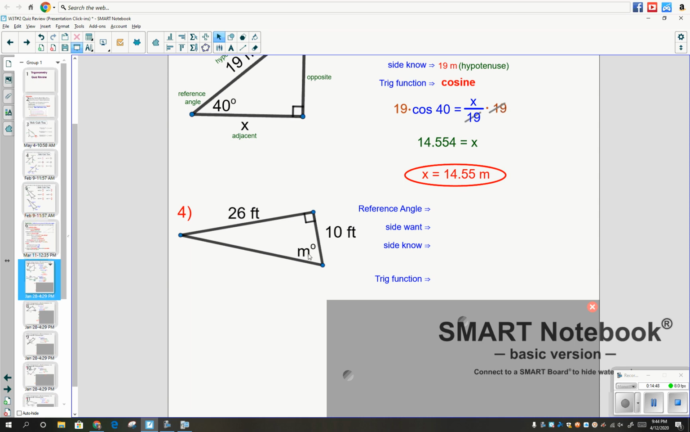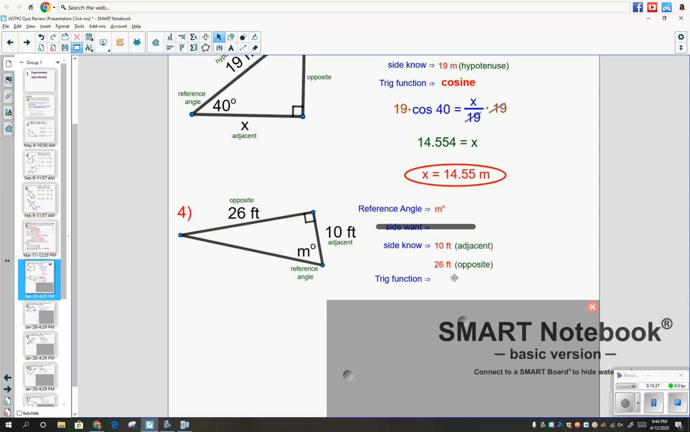Example number 4. What's my reference angle? M. I don't know an angle measure, but it's the angle I want to find. So I'm going to refer to that as my reference angle. Which side do I want to know here? I don't want to know any sides. I want to know the angle. So instead here, which sides do I know? I know two sides, 10 and 26. 10 is adjacent, 26 is the leg that's opposite. The side I don't know anything for is the hypotenuse.